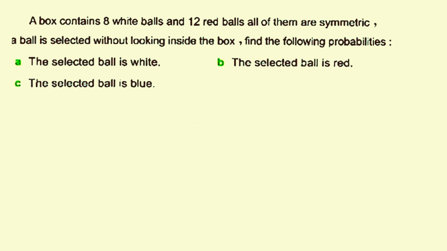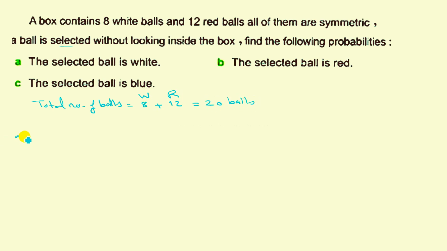Here we have a question. A box contains 8 white balls and 12 red balls. All of them are symmetric, all identical to each other. A ball is selected without looking inside the box. Find the following probabilities. First, we get the number of elements of the sample space, which is the total number of balls. We have 8 white balls and 12 red balls. 8 plus 12 is 20 balls.